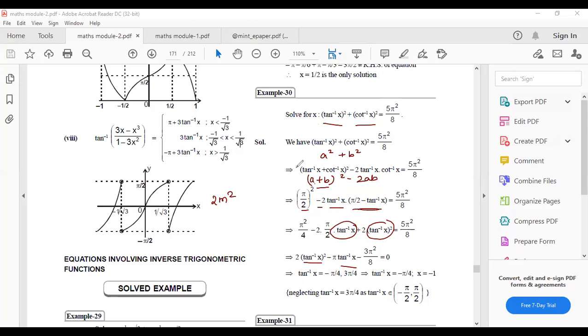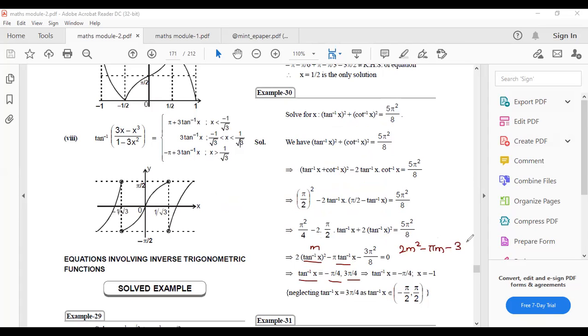Yes, can you? So after solving this, tan inverse x, they got it as minus pi by 4 and 3 pi by 4. After solving this quadratic equation, you can simply call tan inverse x as m. This will be 2m square minus pi m minus 3 pi square by 8 equal to 0. And by using the formula method, you can directly solve it. m equal to minus b plus minus under root b square minus 4ac upon 2a. Got it, all of you? So accordingly, you'll get two values. Tan inverse x is minus pi by 4 and tan inverse x is 3 pi by 4.